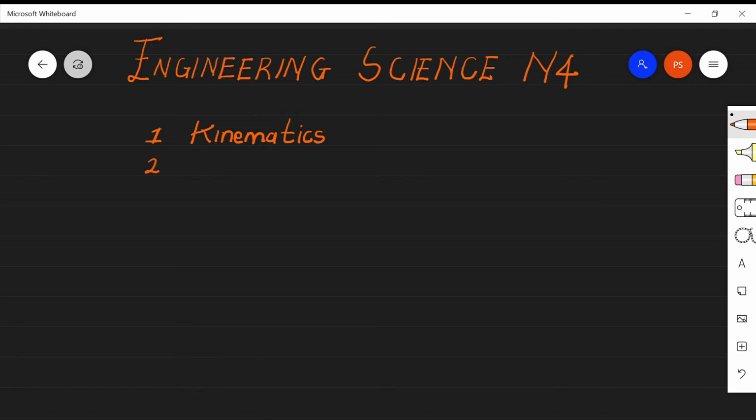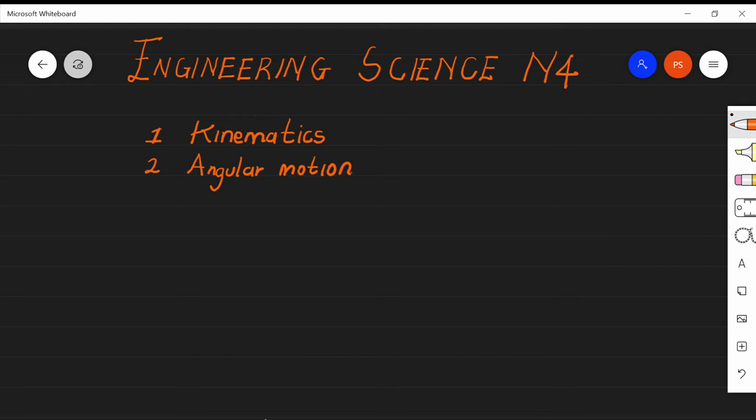The second module we are going to be looking at is angular motion. So angular motion is very similar to kinematics because we are still dealing with vectors, but now we are looking at vectors derived from a circular motion.